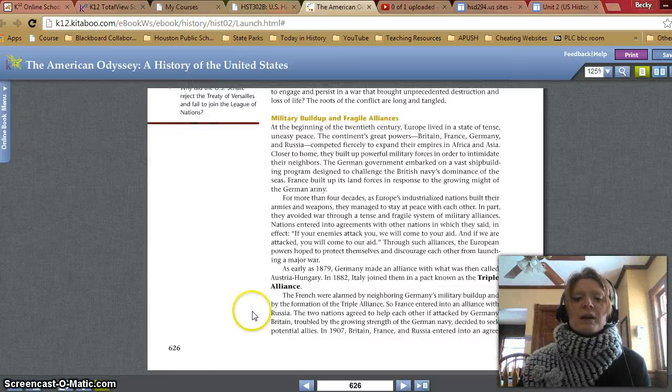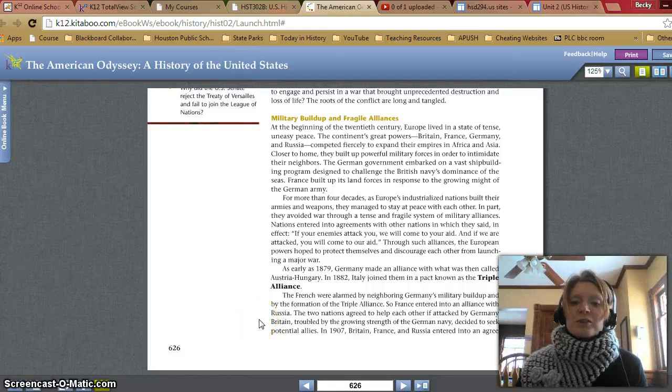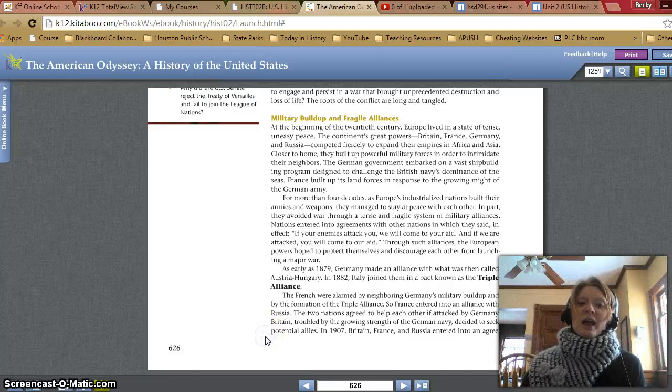The French were alarmed by neighboring Germany's military buildup and the formation of the Triple Alliance. So France entered into alliance with Russia. The two nations agreed to help each other if attacked by Germany. Britain, troubled by the growing strength of the German Navy, decided to seek potential allies.